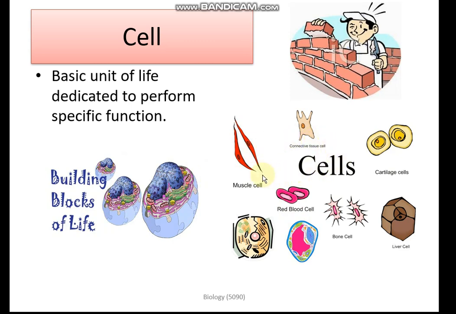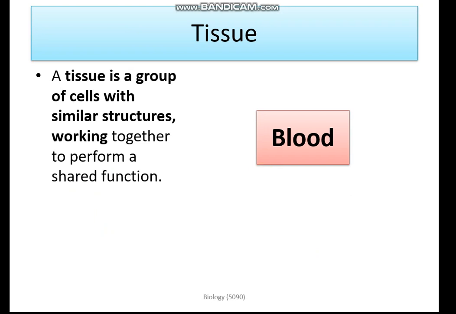Now moving on to the next term, which is tissue. When different types of cells work together, then they form a specific structure. Name of that structure is tissue. You can define tissue as a group of cells with similar structures working together to perform a shared function. For example, blood is a type of tissue, and blood tissue is composed of different types of blood cells like red blood cells, white blood cells.